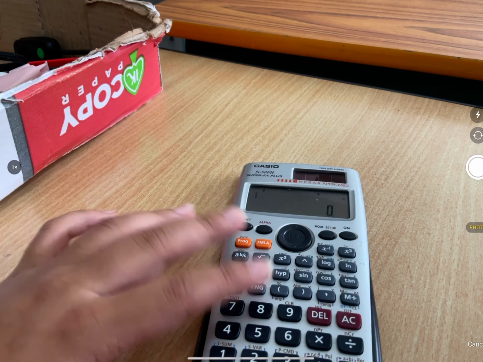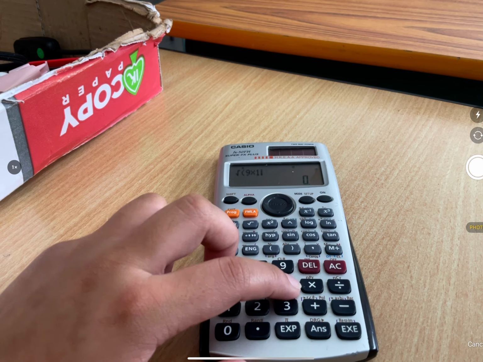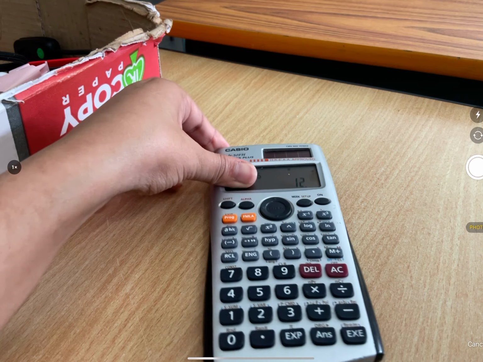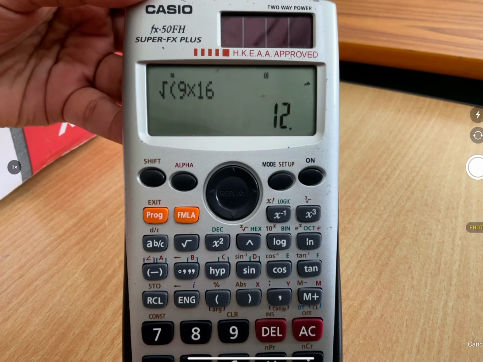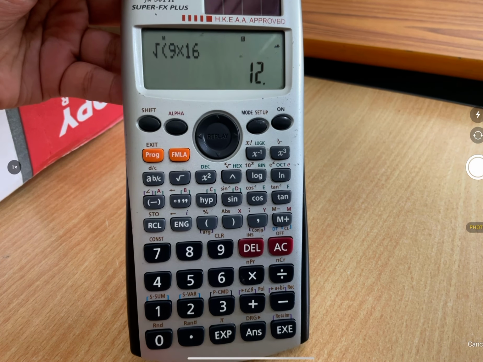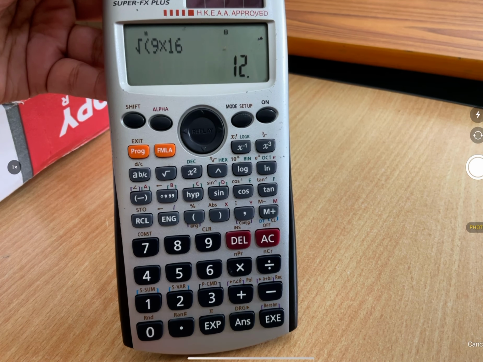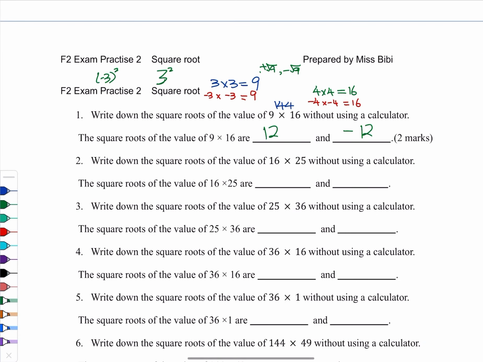So you get your calculators out. And then square root of 9 times 16. But you will just have one answer. Just a positive answer will be given to you. But you should know that you will have 2 different answers. So you will write the positive answer given by the calculator and the negative answer given by yourself. So 12 and negative 12. Okay, easy peasy. Then that's good.